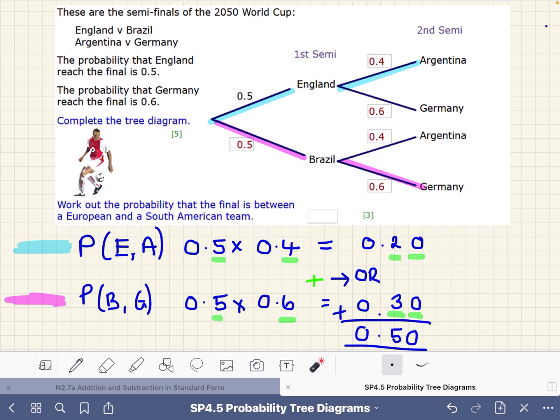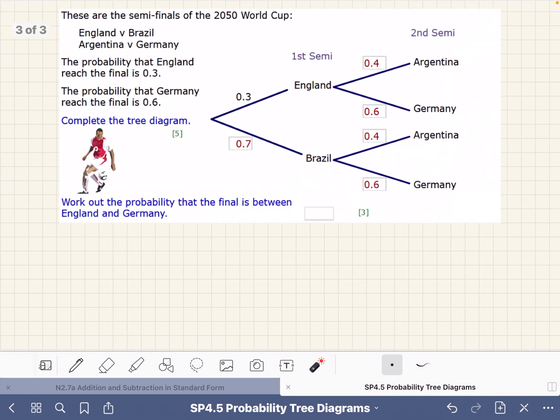So our first step, if we're going across branches, we multiply the probabilities together. If we are looking for a combination of the different outcomes, we would be looking to add the probabilities that we have gained from multiplying. Press pause and try the example on the next page.